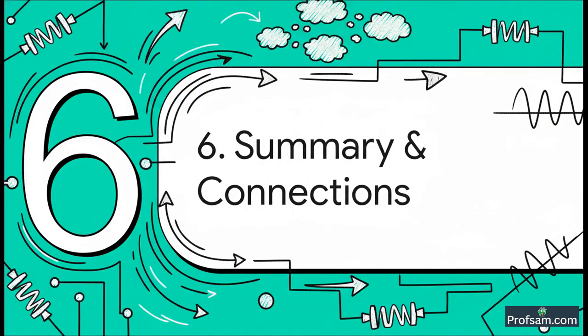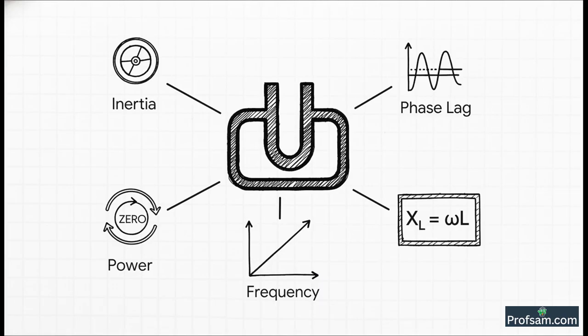Chalo, let's quickly summarize all the important points from our discussion today and also see how this topic connects to the rest of our chapter. So here are the 5 key takeaways for your revision. First, an inductor has inertia. It opposes the change in current. Second, because of this, the current always lags the voltage by exactly 90 degrees.